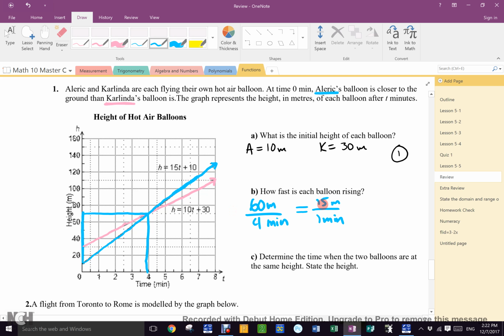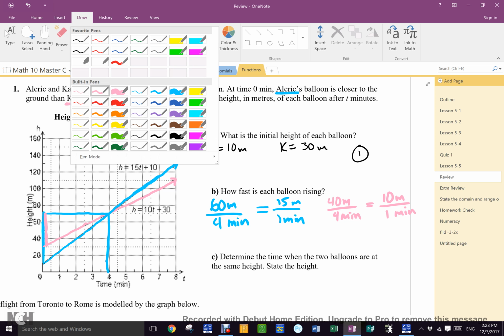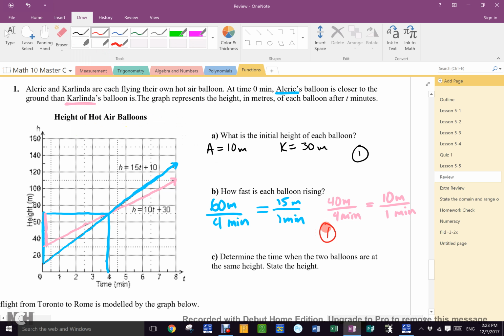And how fast is Carlinda going? She goes from 30 to 70, which is how far? 40 meters in the same 4 minutes. That would get you the 3. And what gets you a 4? 10 meters per 1 minute. But you, of course, will get a half mark for each to get a total of 1 mark.